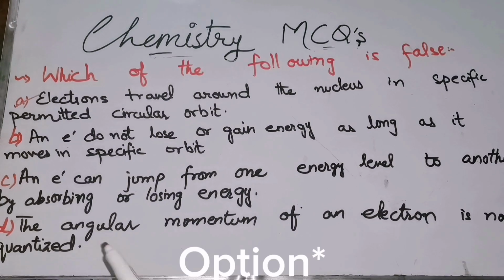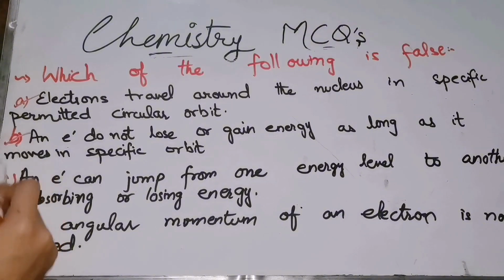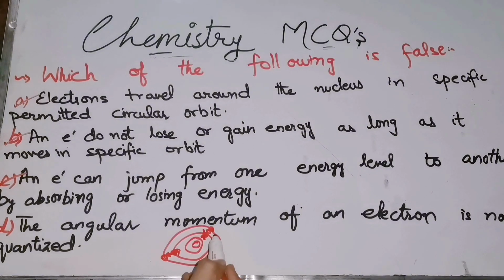The next option is an electron does not lose or gain energy as long as it moves in a specific orbit. Now, this statement is also correct according to the Bohr atomic model. Now, let us go towards the third option. An electron can jump from one energy level to another by absorbing or losing energy. It is jumping from higher to lower, so it is losing energy. It is jumping from lower to higher, so it is absorbing energy. This option is also correct according to the Bohr atomic model.